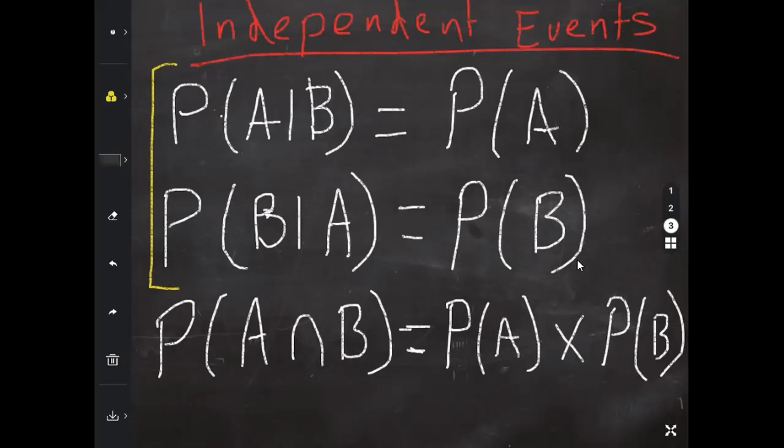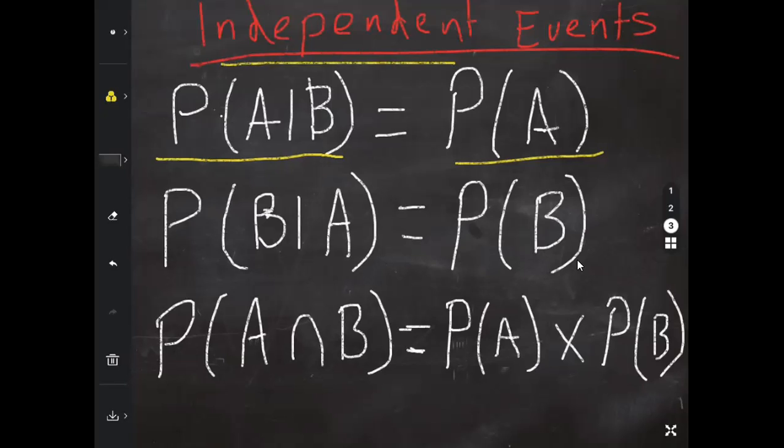The probability rule on the bottom here is slightly different. So we'll go through that one second, but all three of these rules do tell us whether two events are independent or not. So the first rule here, we've got the probability of A given B is equal to the probability of A. So if these two values are equal to each other, that means these events are independent.